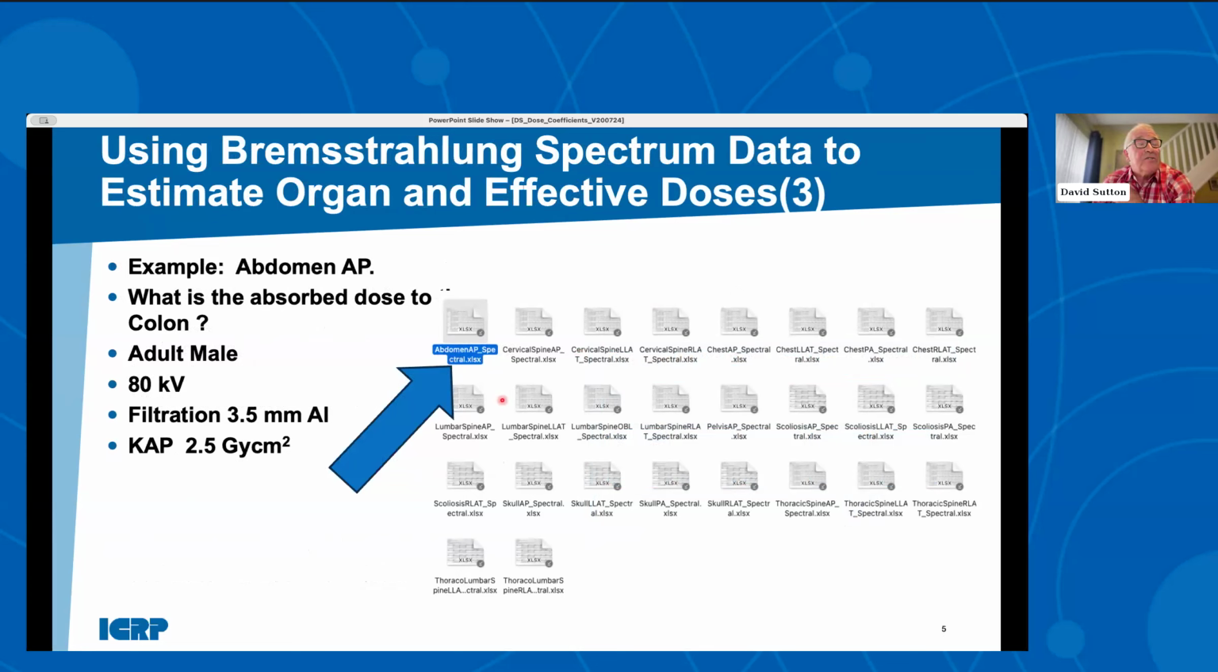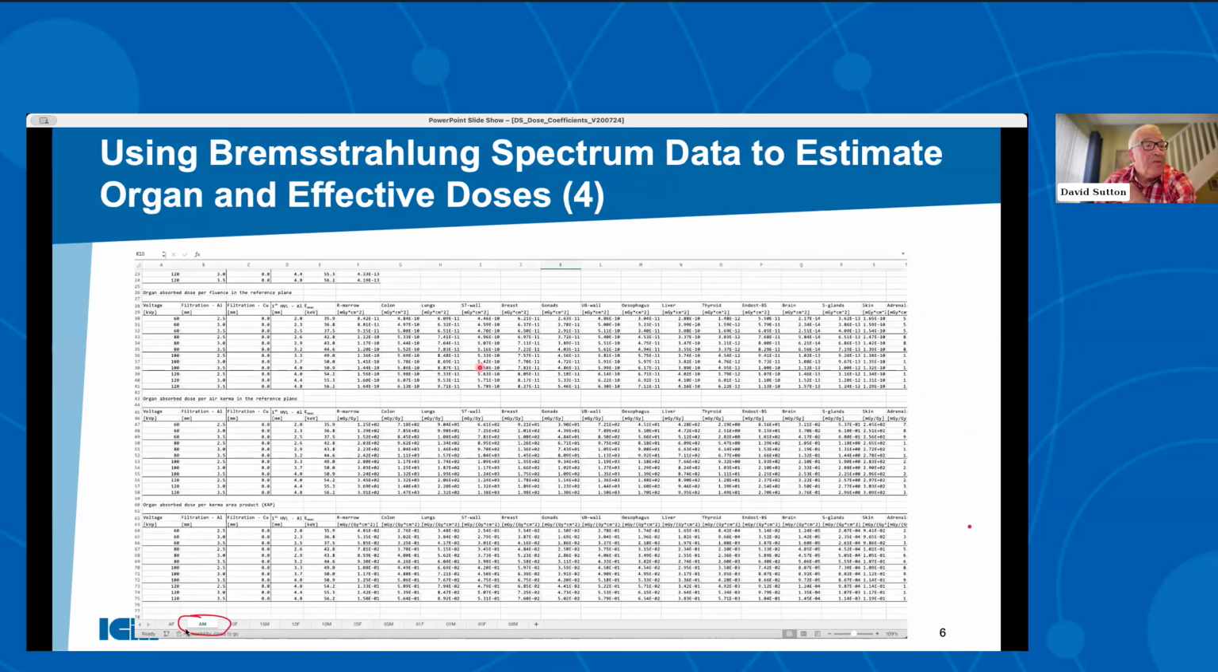So the first thing you need to do is to open the file in the data sets called abdomen AP spectral, shown here. Next, open the AM sheet. I appreciate you probably can't see this very well, but the AM sheet shows us the organ dose per fluence in the reference plane, the organ dose per air kerma in the reference plane, and the organ dose per air kerma product. Down here we have beam qualities, kV and filter, and across here we have the organs.